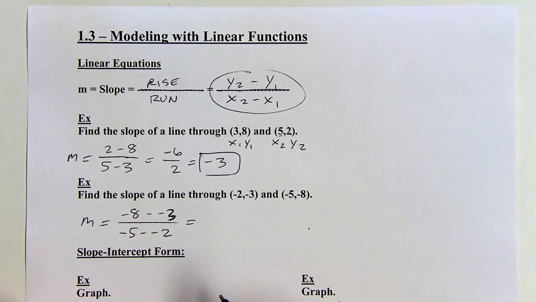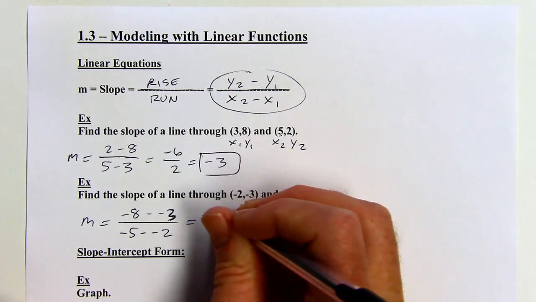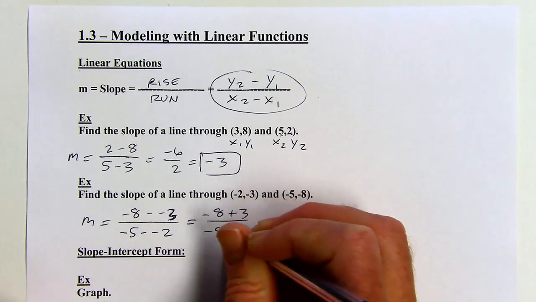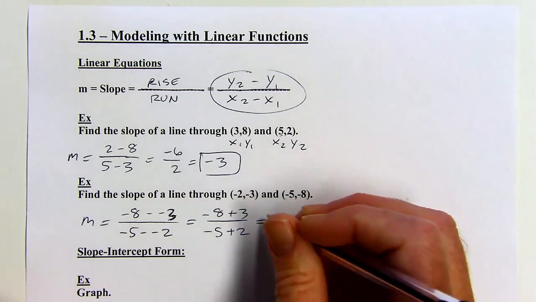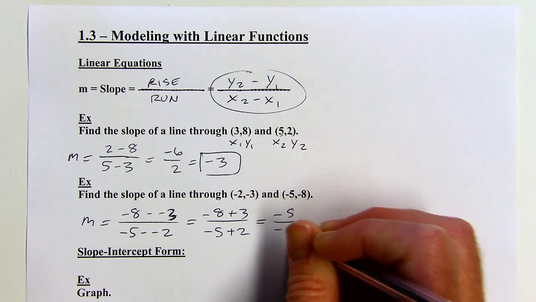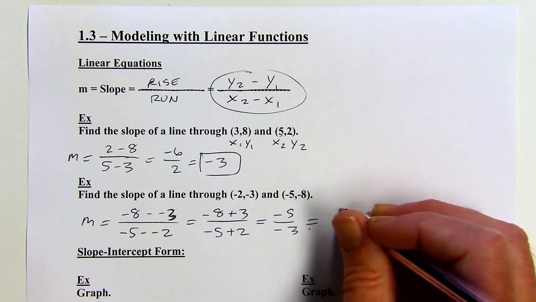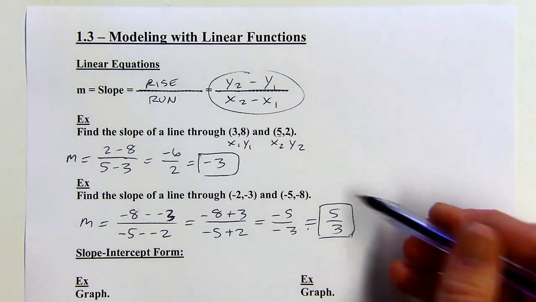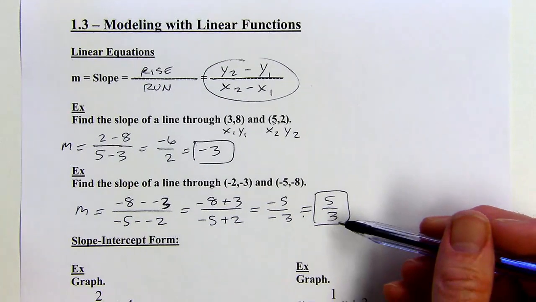Okay, so I've got double negatives here, and that means I'm going to have to think of the double negatives as positives, right? Okay, so negative 8 plus 3 is negative 5. Negative 5 plus 2 is negative 3. And then a negative over a negative is going to come out positive, so I get positive 5/3. And you do want to make sure your answers are reduced there.